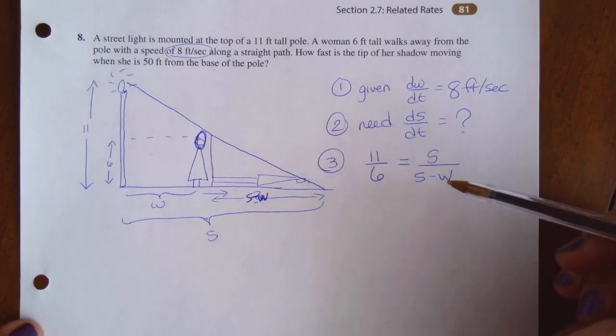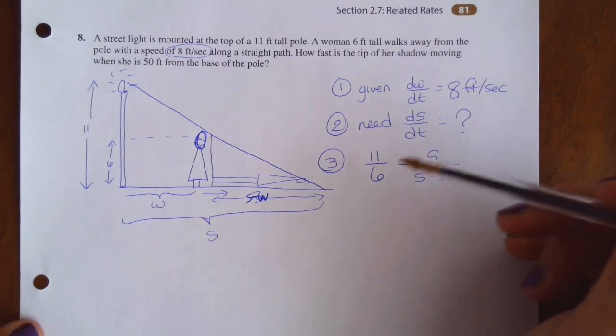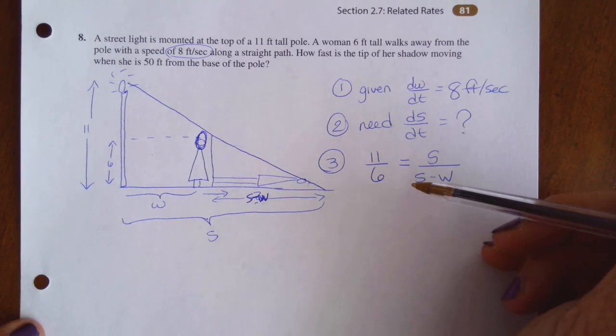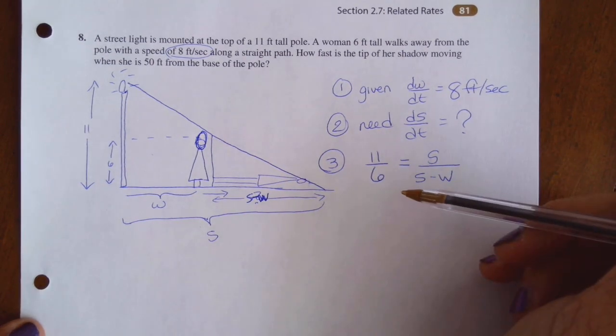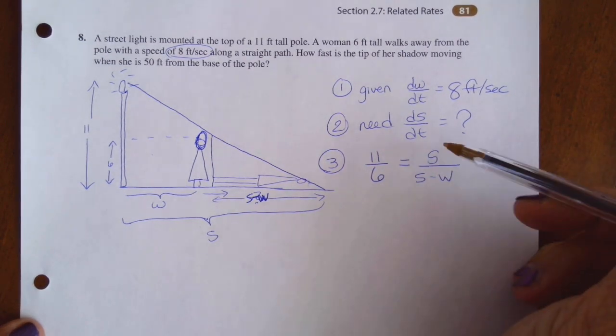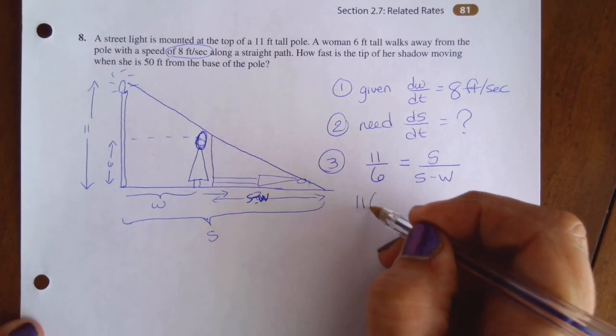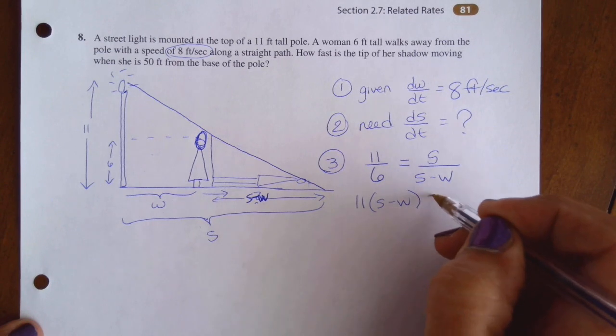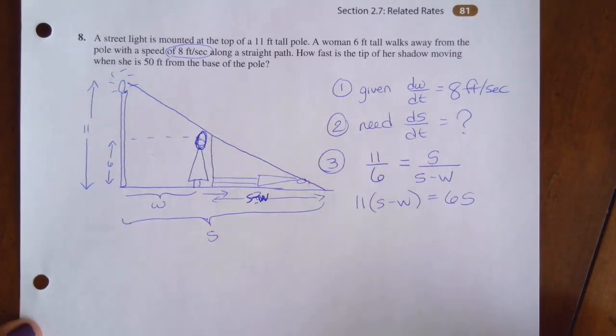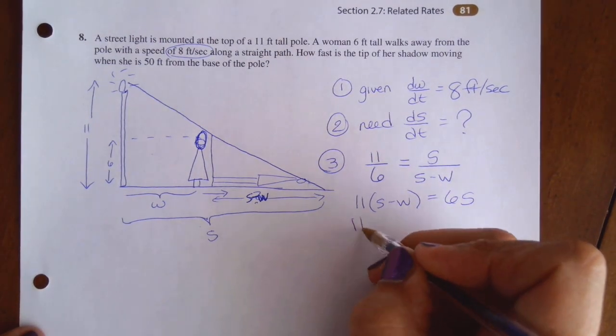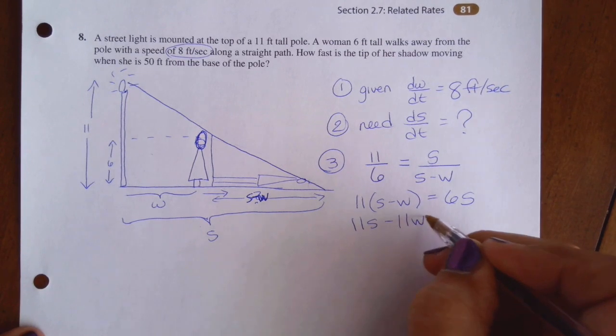I do not want to take the derivative of this. That's the quotient rule. I don't want to do that. So remember, you always want to simplify. And this is easy to simplify because it's a ratio. You can cross multiply. So we're going to do 11 times (S minus W) equals 6 times S. Keep simplifying. So this is 11S minus 11W.